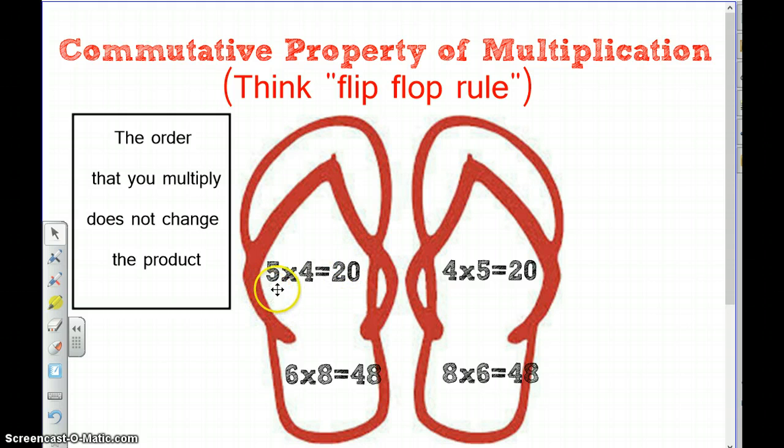So looking at this example right here, we have 5 times 4 equals 20. Right next to it, we have flip-flopped the 4 and the 5. 4 times 5 still equals 20. So the order in which you multiply does not change the product, the final answer. Remember that a product is the answer to a multiplication problem. Here's another example down here in our flip-flops. 6 times 8 equals 48. Well, I've flip-flopped the 8 and the 6, and we see that 8 times 6 is still 48. So our commutative property of multiplication, also known as the flip-flop rule, tells us that it doesn't matter which order you multiply in, okay?